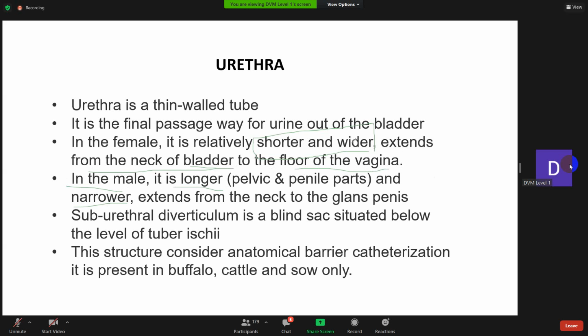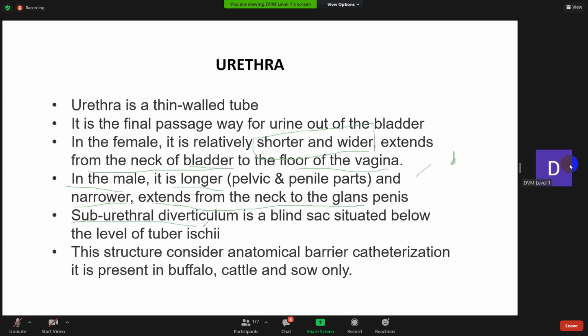It is shorter and wider in the male, but in the female it is longer and narrower, because in the male it comes out along the entire length of the penis. It extends from the neck to the glans penis. The terminal part of the penis is the glans penis, and there is an opening in it. So the urethra extends from the neck of the bladder to the glans penis.